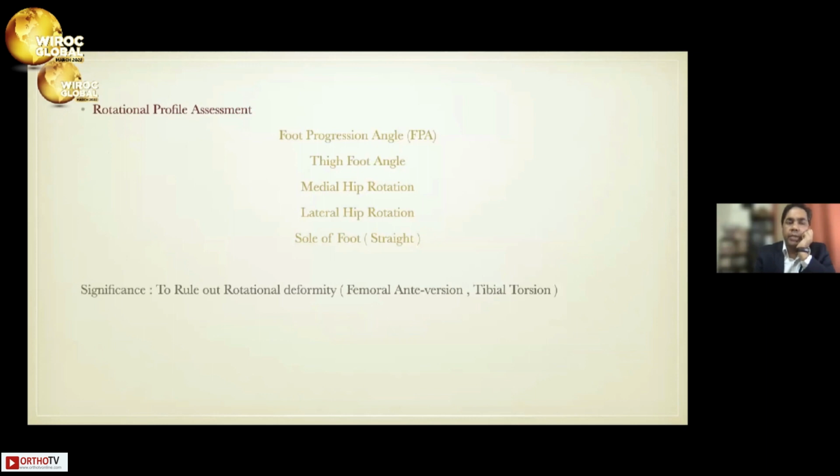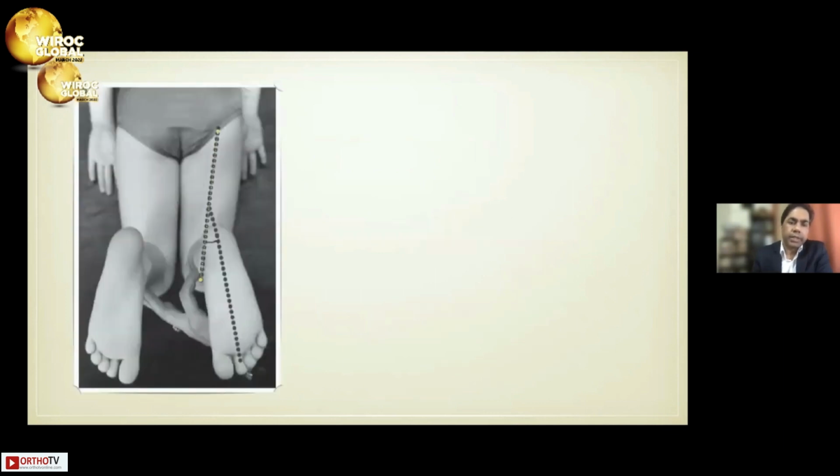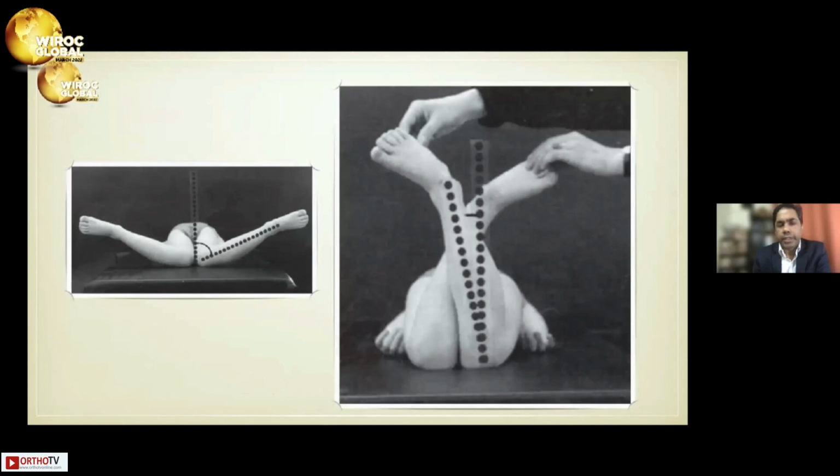For the rotational profile, I always go for clinical examination because sometimes we miss these things. Clinical examination includes the foot progression angle and the thigh foot angle. So the foot progression angle, this is what we call, and thereafter the thigh foot angle, we need to consider it too, just to see the torsion at the tibia. Then the rotations at the hip, just to exclude whether the genu valgus is contributed to by some compensatory mechanism at the hip or not.